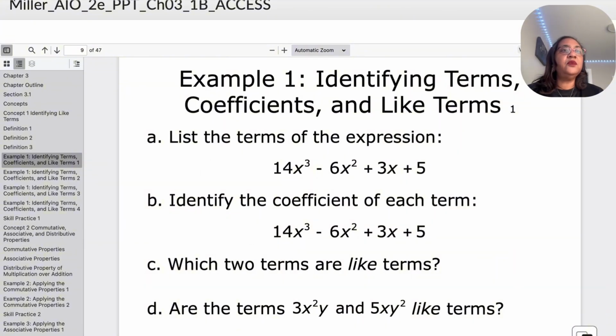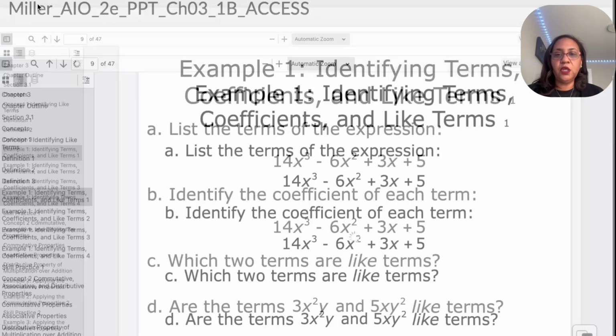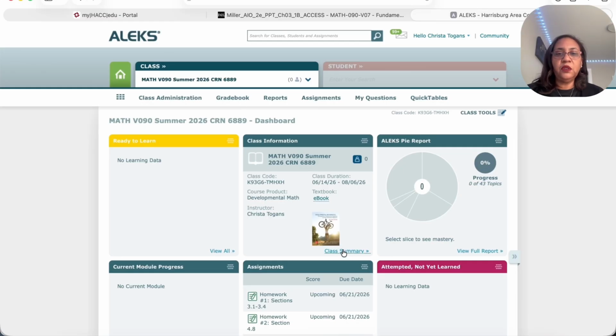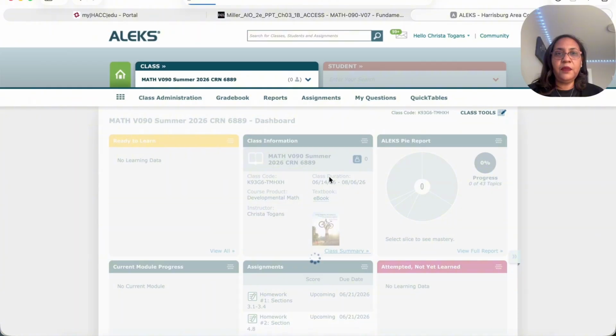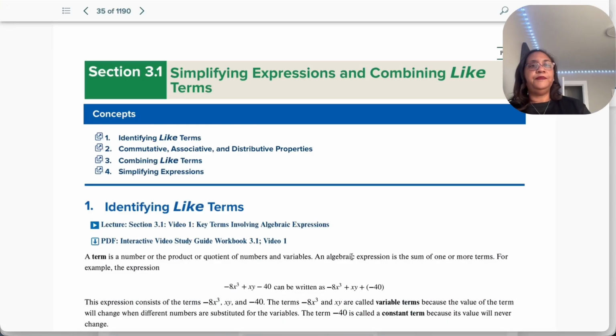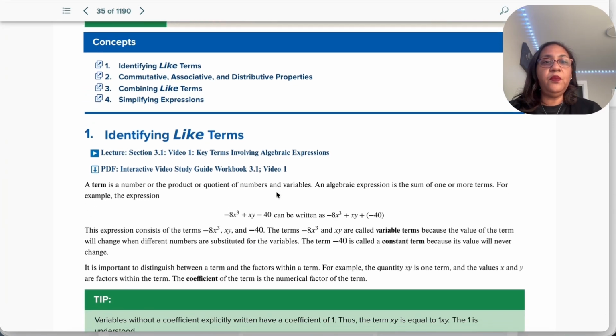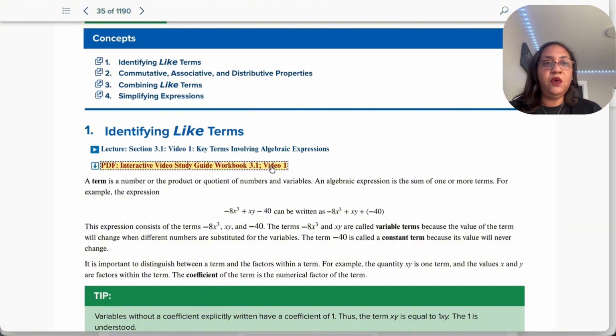So now I'm going to switch to your book. Here's your textbook, and we're going to look at the same section. Here you have the same thing as your PowerPoint, and then you have a little bit more. You have a video, a section video that you can look at.